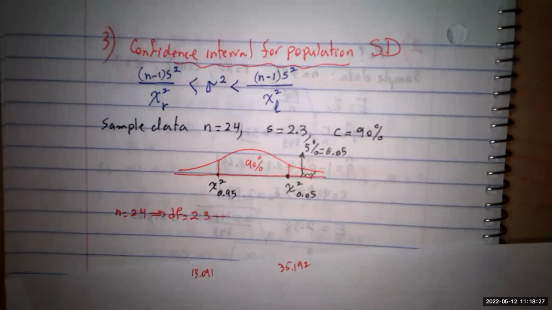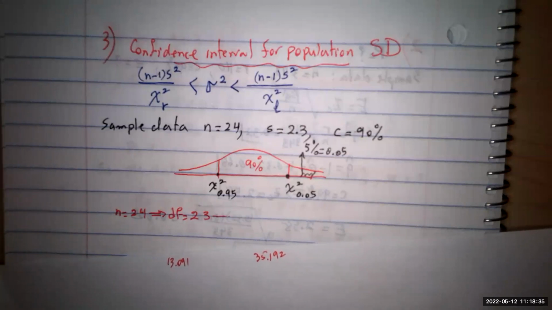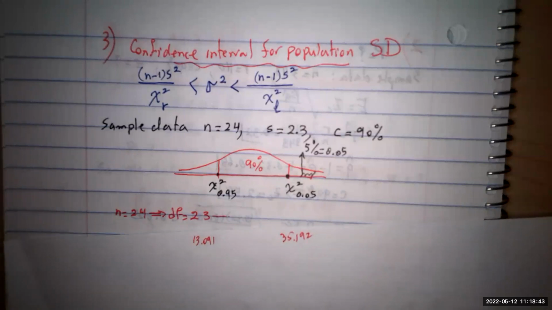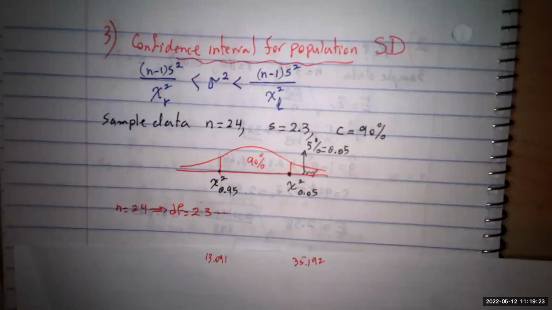Okay, let me just check with the one that I have. Here are the numbers that I have. Just want to make sure I got it right. So the sample standard deviation is 2.3. Yes, I got it. Okay, so the first number is 13.091, and we got it over here.